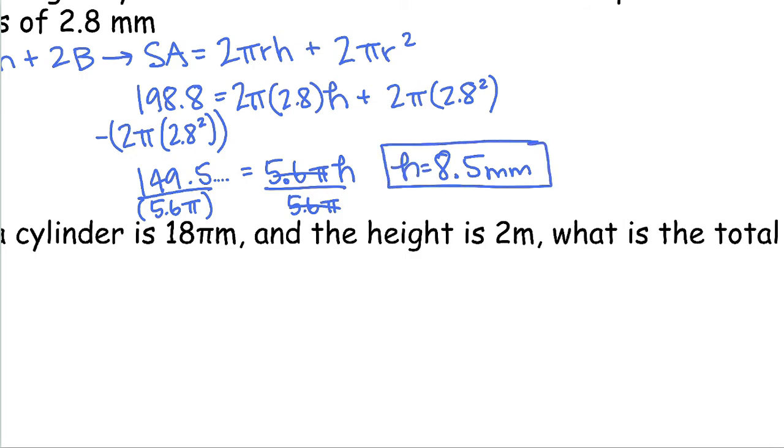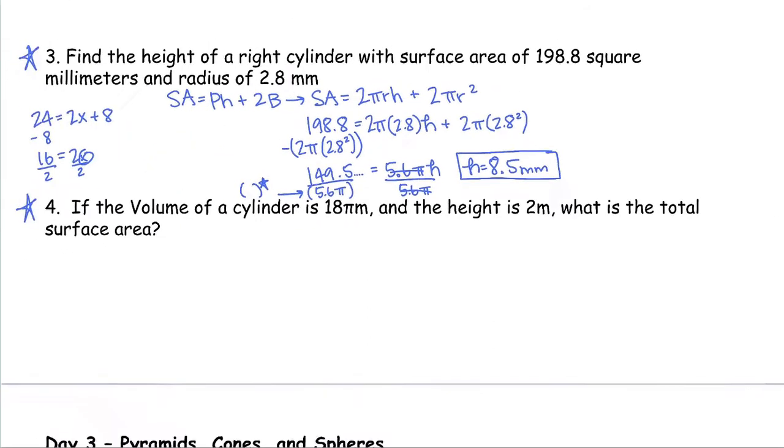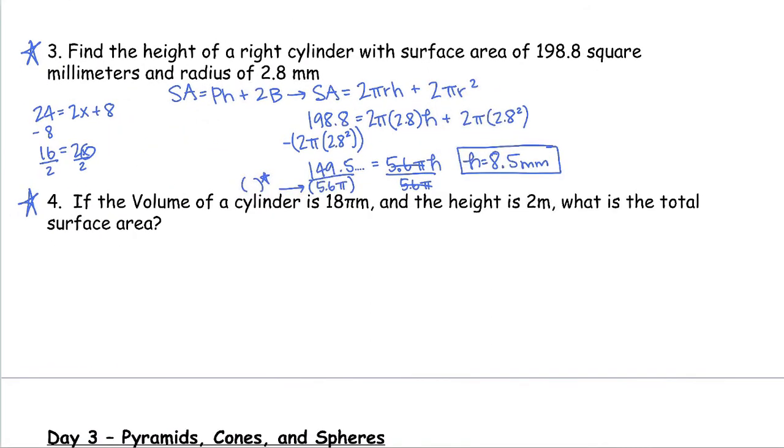You've got to make sure that if you are taking apart that 149.5 and dividing it by everything on the bottom, you've got to group that together with those parentheses. Very, very, very common calculator mistake to make.